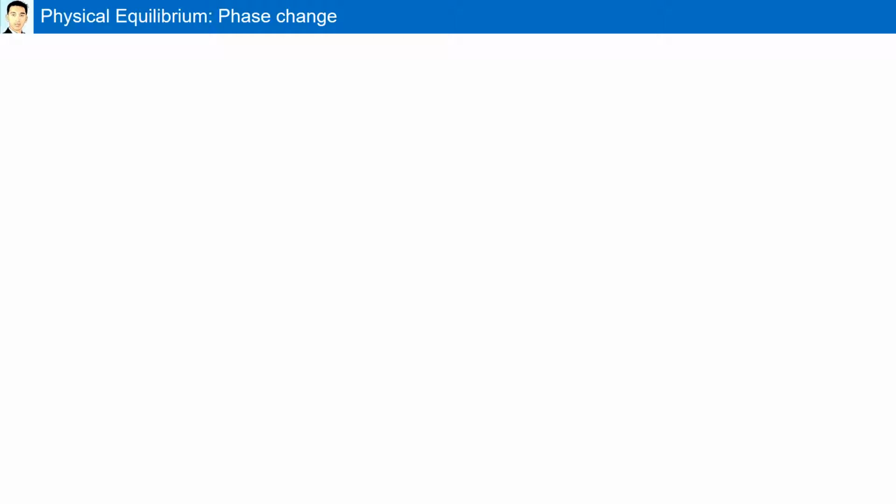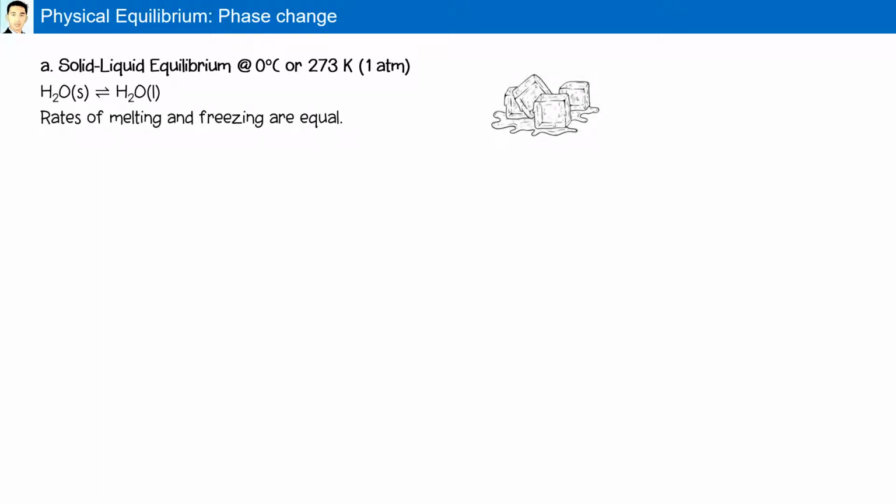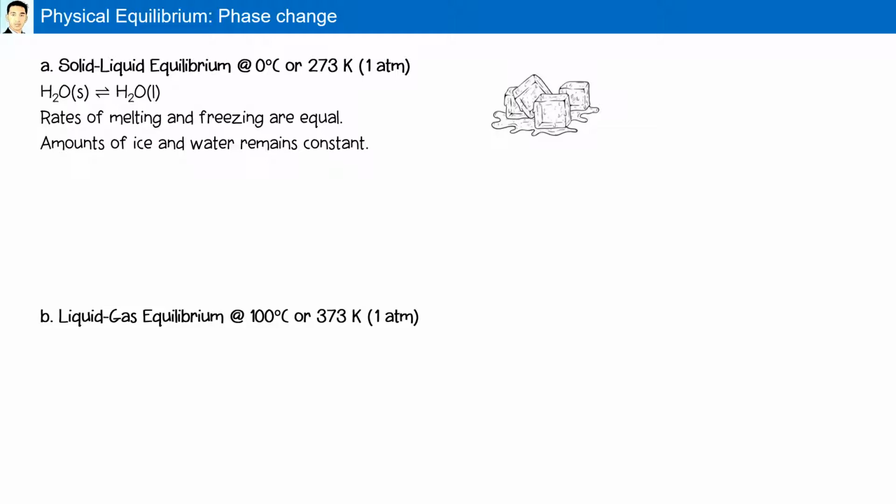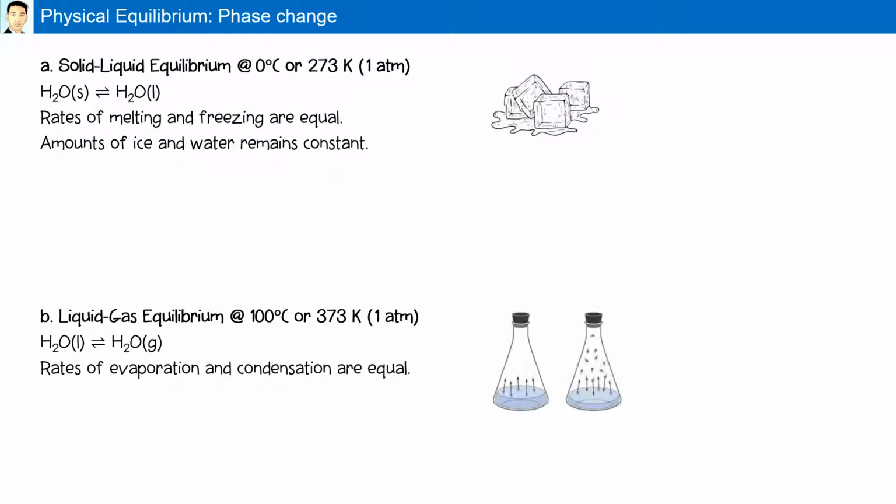Physical equilibrium. Phase change. A solid-liquid equilibrium at 0 degrees Celsius or 273 kelvins for water. At that temperature, water exists between a solid and a liquid. The rate of melting and freezing are equal, and the amount of ice and water remains constant. A second example is a liquid-gas equilibrium for water at 100 degrees Celsius or 373 kelvins. Here, the rate of evaporation and condensation are equal, and the amounts of water and vapor remain constant.